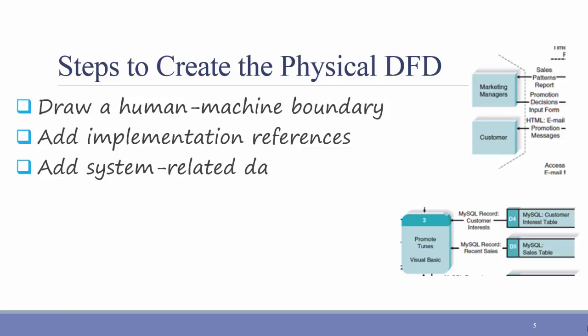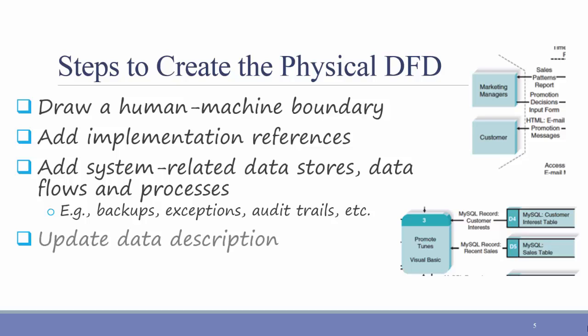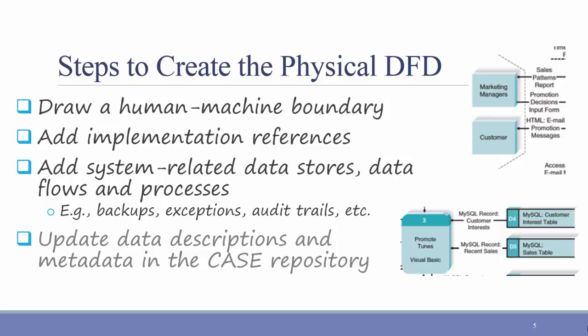The next step is to add system-related data stores, data flows, and processes. For example, if you're doing any backups, exceptions, or audit trails, these are things that weren't documented in the logical DFD, but will need to be documented in the physical DFD. Finally, you need to update your data descriptions and metadata in your case repository or whatever other form of documentation you're using for the project. I've listed this step in gray because this step is not reflected on your actual diagram. These are things that are reflected in your additional documentation.